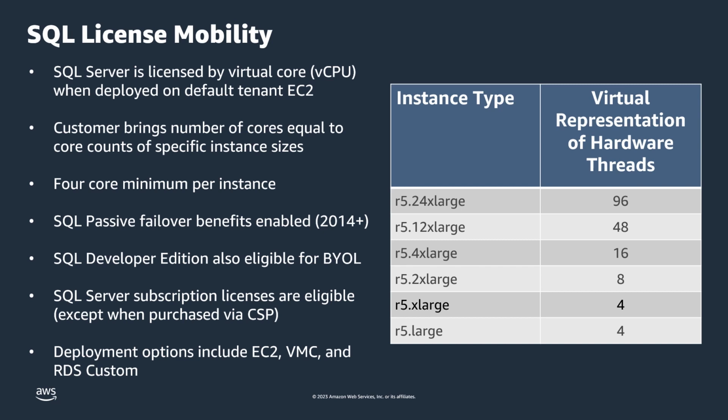Now, I also want to mention that passive failure benefits are enabled for 2014 and later versions. I mentioned this in the prior slide. This means that customers can license the active instance with SQL and software assurance, while they don't have to license SQL on the passive instance. Another great benefit of having software assurance.